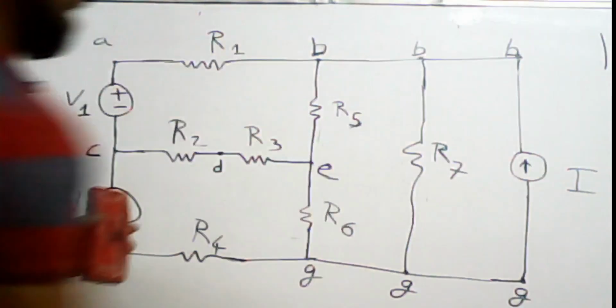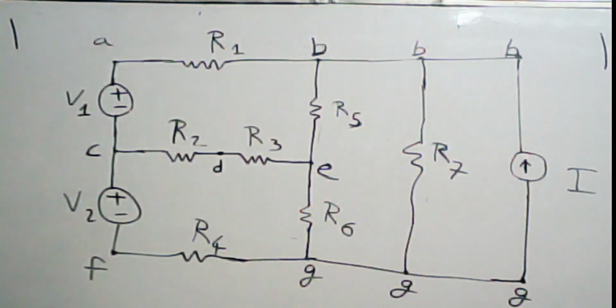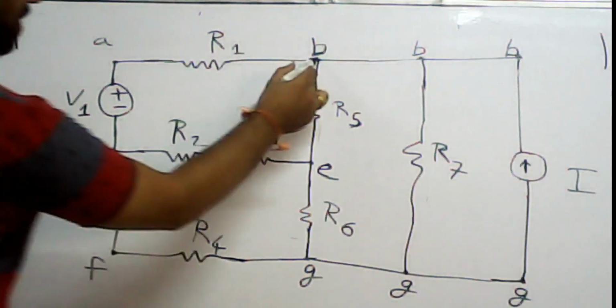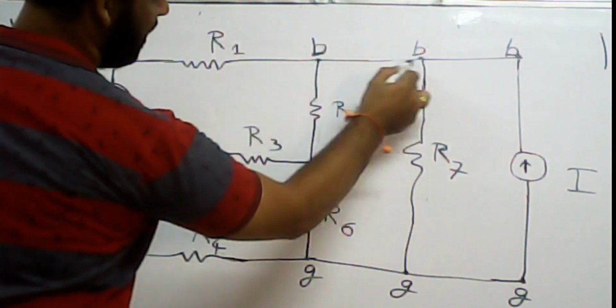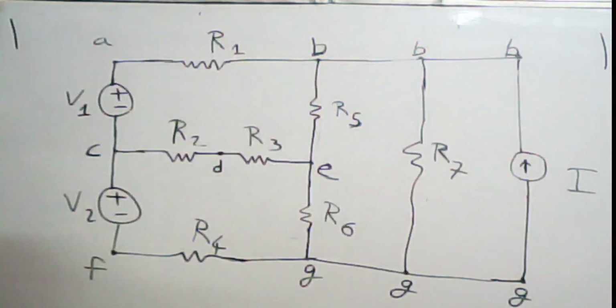In the same way, at the top also you can see I have named three nodes as B. They are not three nodes, they are actually a single node because there is no element in between these. Here there is no element, here there is no element. So unless you get a circuit element in between two nodes, you will name them the same, one and the same.